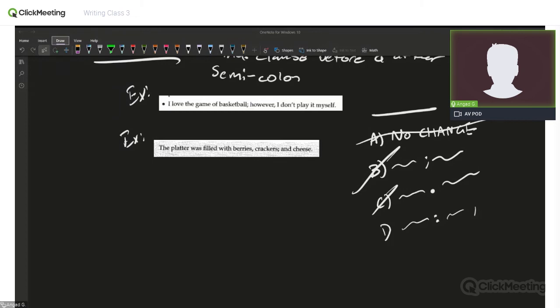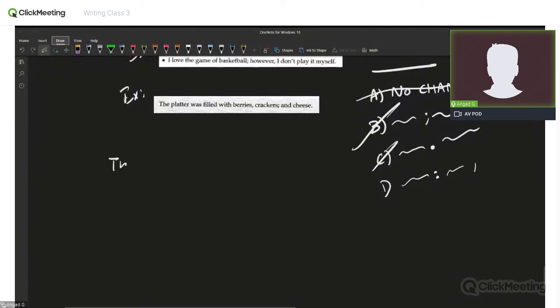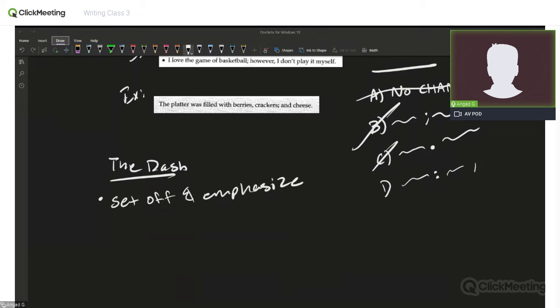I'm going to skip the comma because there are a lot of uses, probably the most uses out of any of the other types of punctuation. So I'm just going to go straight to the dash. We'll come back to the comma after. So there's two purposes for the dash. One being to set off and emphasize interrupting phrases or in-between thoughts.